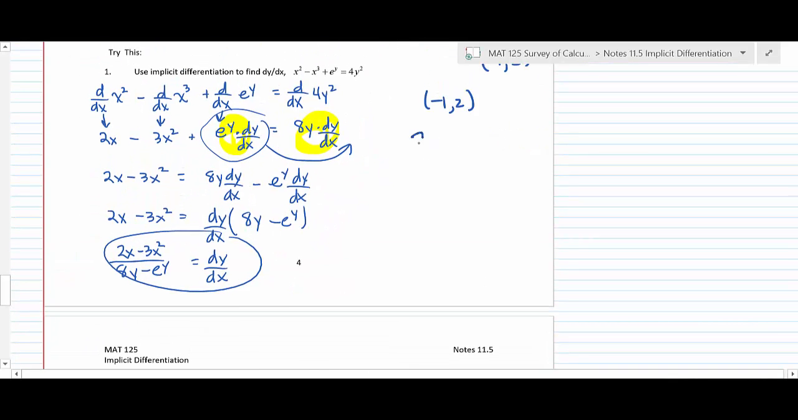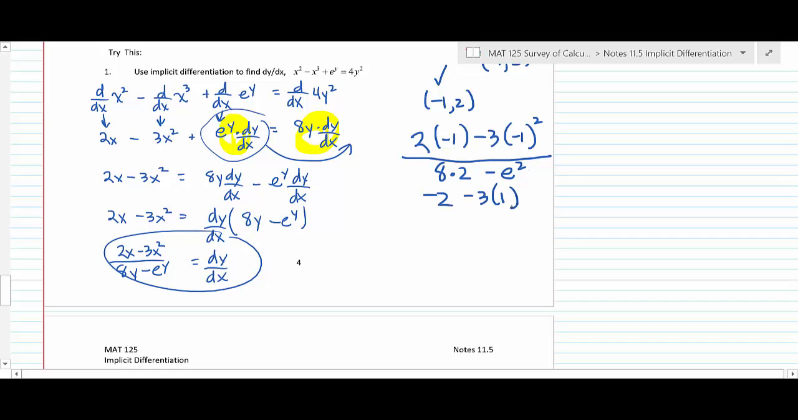So what I'm going to do is, where I see an x, I'm going to put in a -1. So you'd have 2 times -1 minus 3 times -1 to the second. And then the y is 2, so you'd have 8 times 2 minus e to the second. Okay, and then that would be -2 minus 3 times 1, and then 16 minus e to the second. So that looks like -5 over 16 minus e to the second.